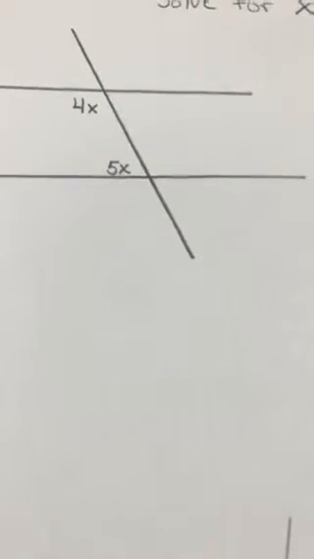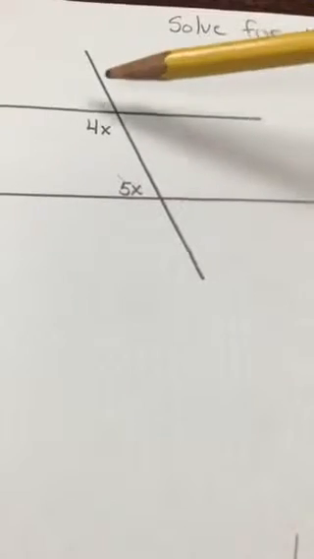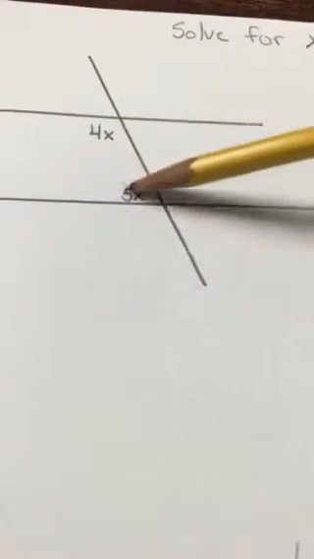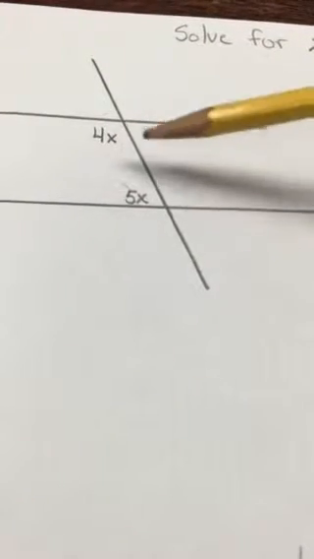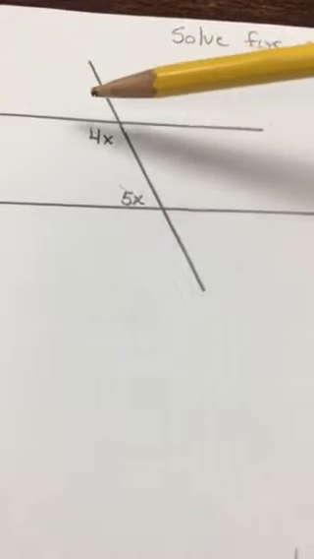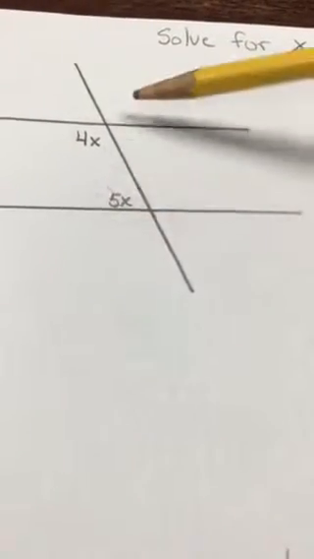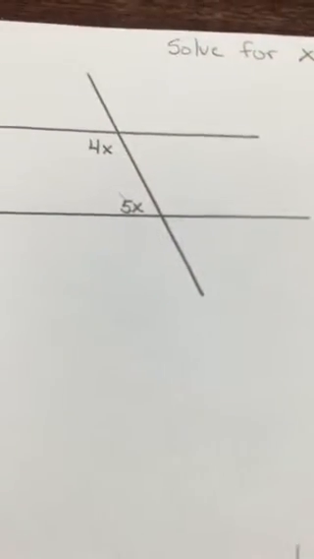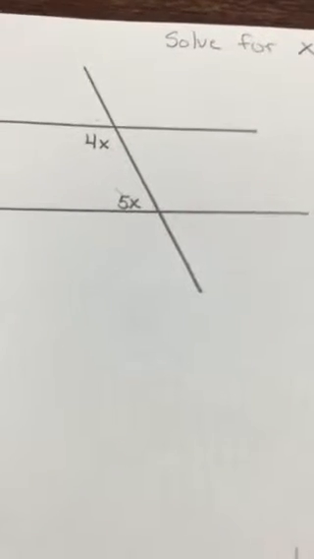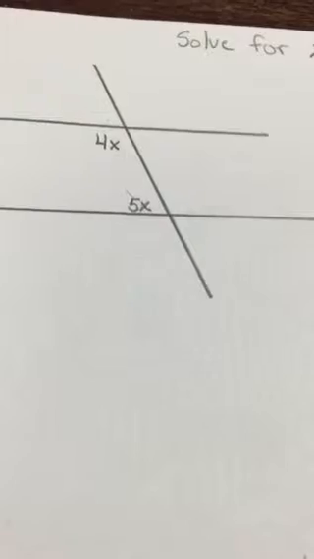Yesterday we learned about parallel lines cut by a transversal. We learned about the different types of angles: corresponding angles, same side interior angles, alternate interior angles, and alternate exterior angles. So if you have any questions about those types of angles and what they mean, make sure you reference our notes from yesterday. Today we're going to use that information we learned yesterday and apply it to solve some equations.